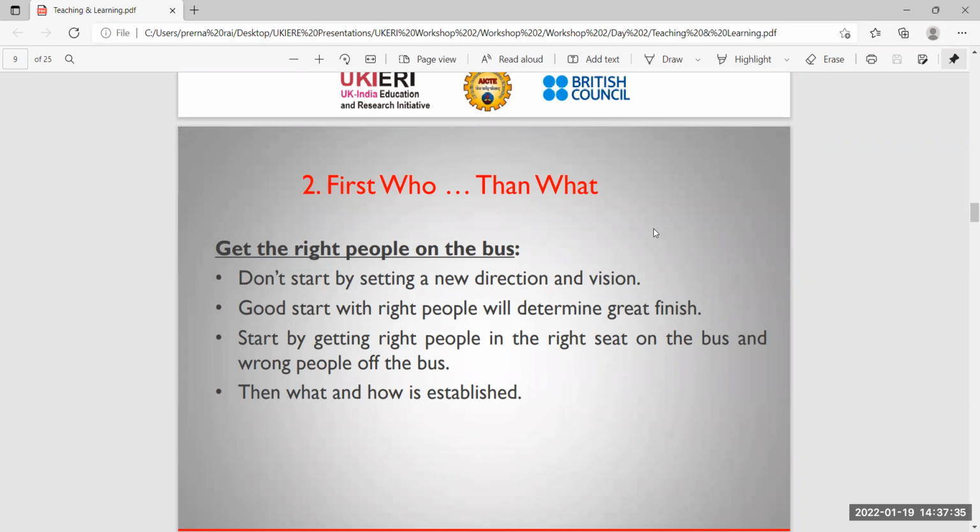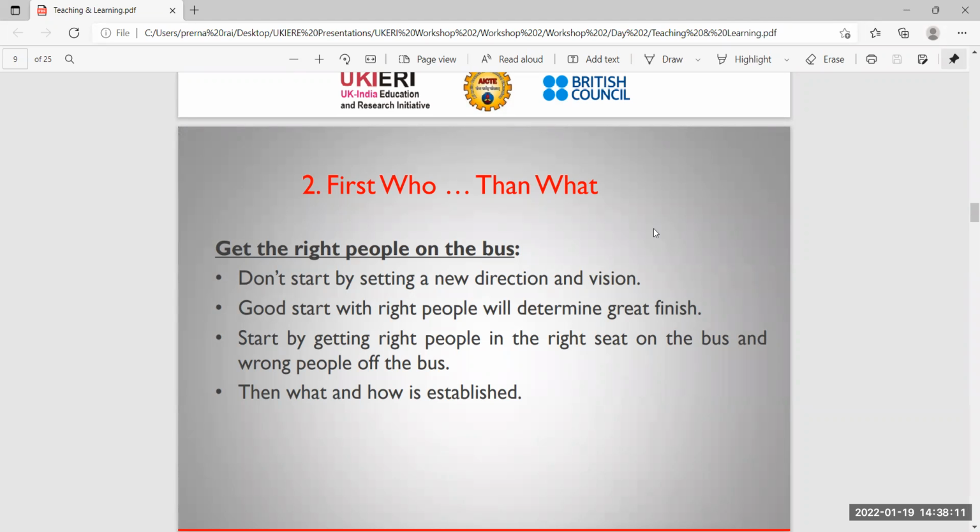It means forget about your vision, forget about where you're going, forget about direction. When you're on the bus, who is the company? That's important. Who is the company with whom you're working? That's very, very important, he said. So first you should think about who is with you. Only then do your vision, your direction and your mission come into play. So start by getting the right people in the right seats and getting the wrong people off the bus. That's what he says.